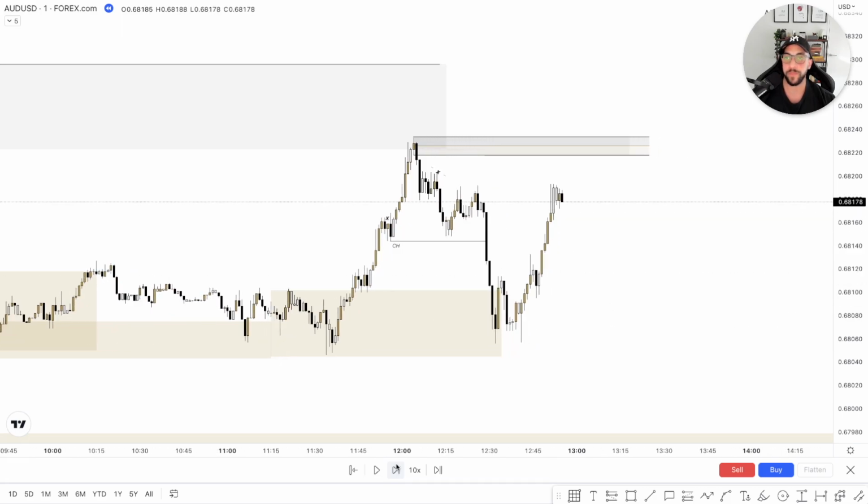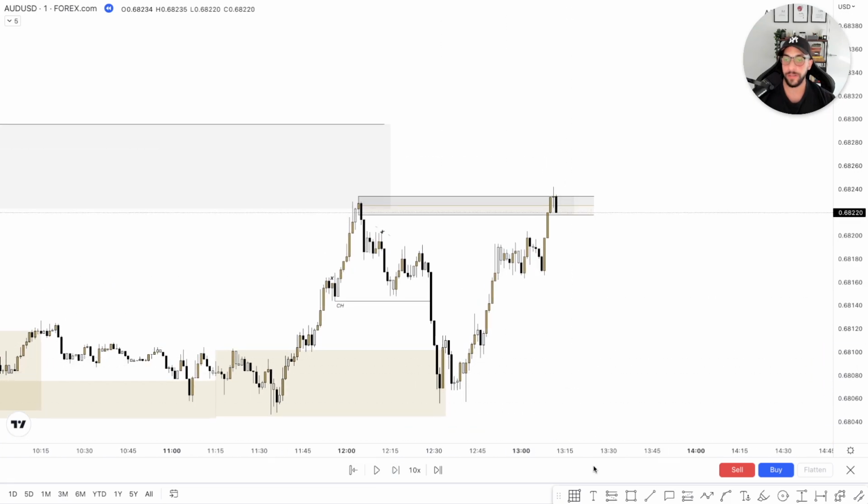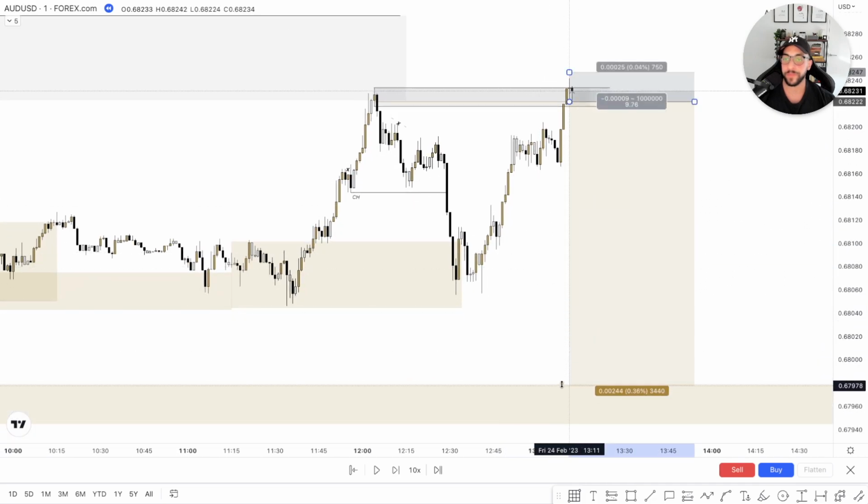Again, it did take some while. And we were tagged in. It would have been at 25% of this zone. So I did have a limit here with a 2.5 pip stop loss, targeting the next unmitigated demand.